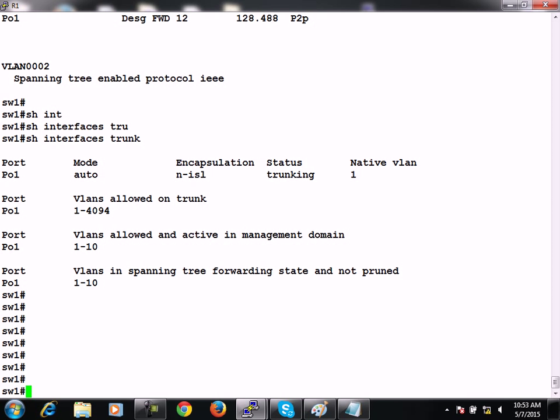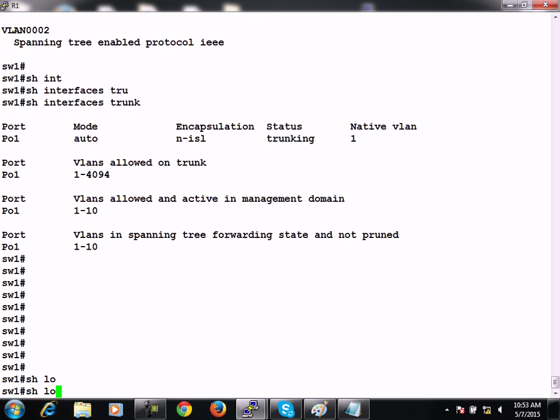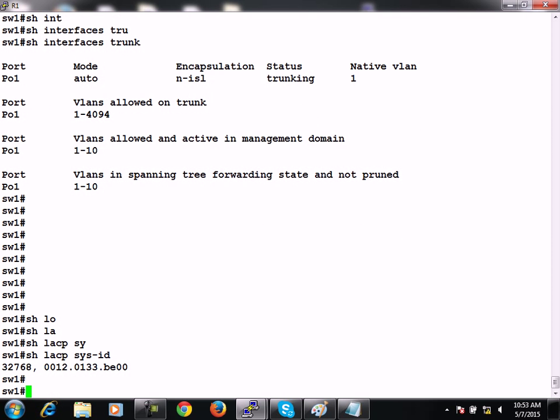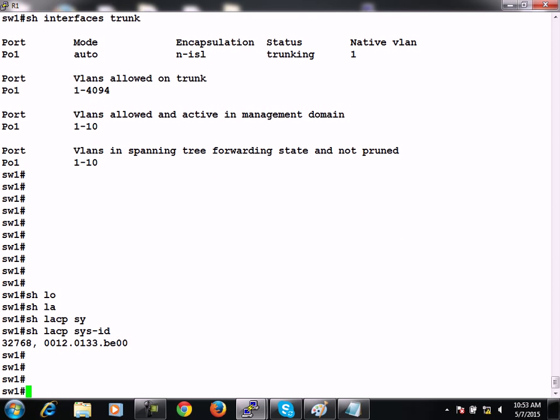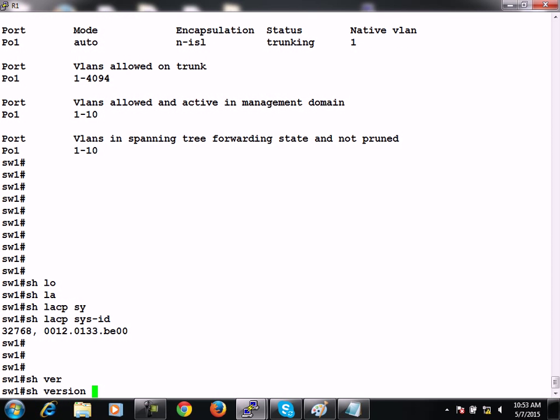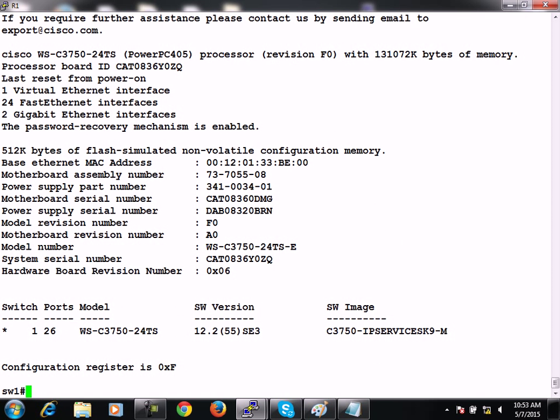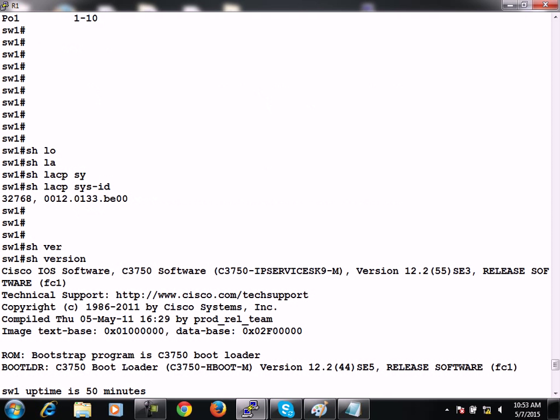Now I think I should tell you, you see, show LACP system ID. This is our own system ID. This command will tell you what your own LACP system ID is, right? As you can see, by default the priority is 32768, and of course it has the base MAC address. If you want to check the base MAC address, you can say show version, and from here you can see it is 00120133BE00, and here also you can read 00120133BE00. So both MAC addresses are the same. It means that LACP is using the base MAC address for its system ID.